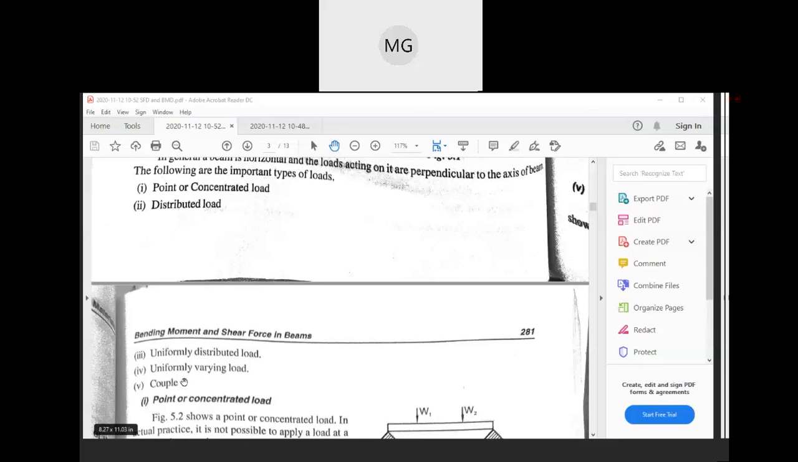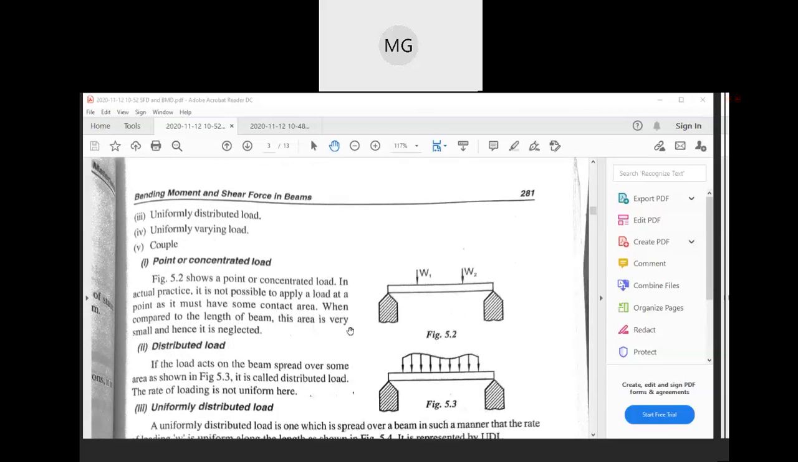Couple is two equal and opposite forces. Because of the couple, it tends to rotate the beam. In these cases, the beams will bend. In couple, it tends to rotate it.